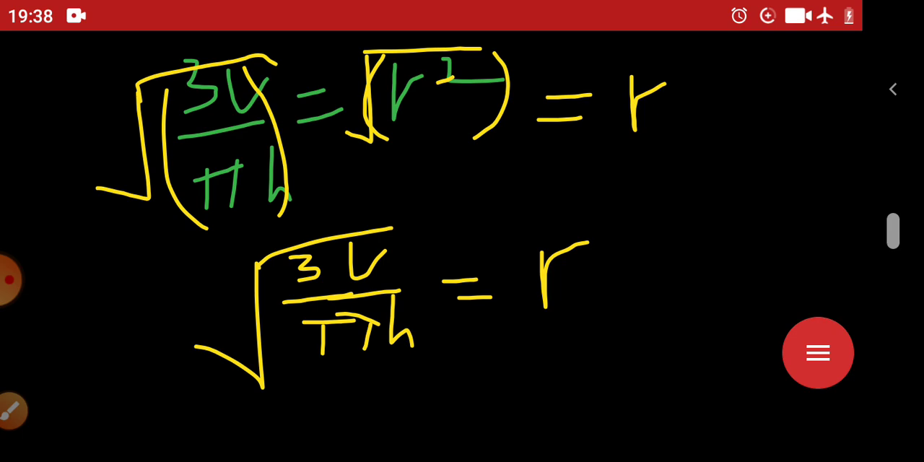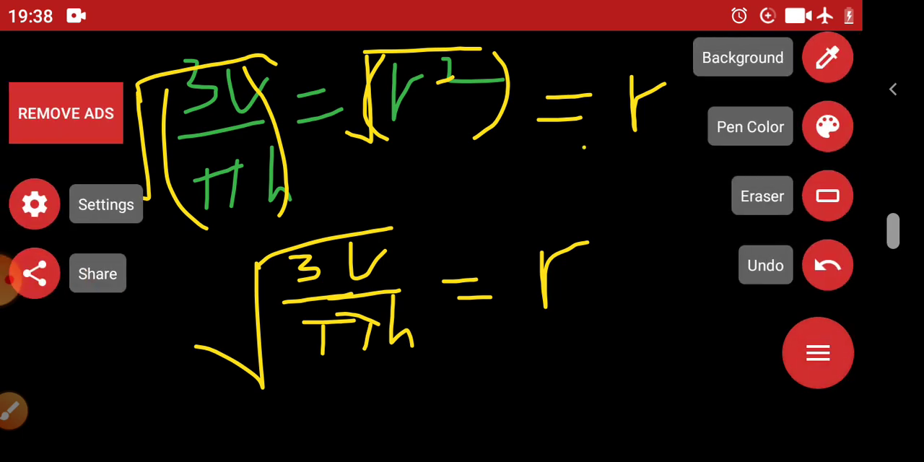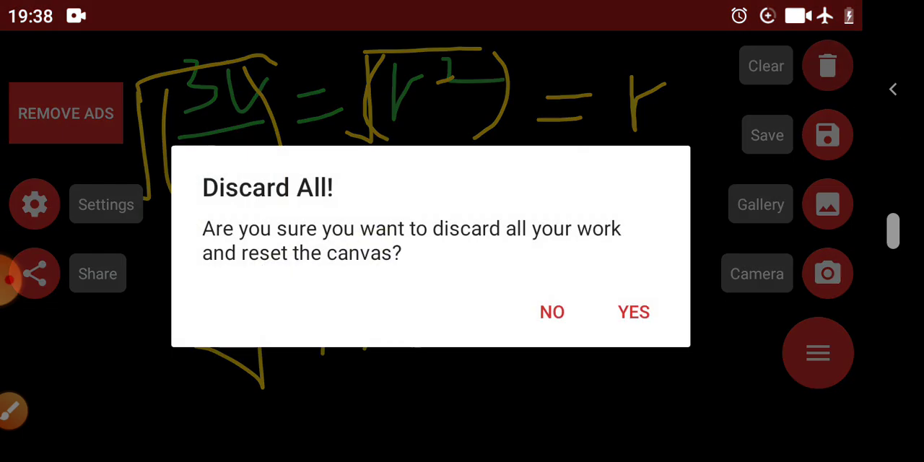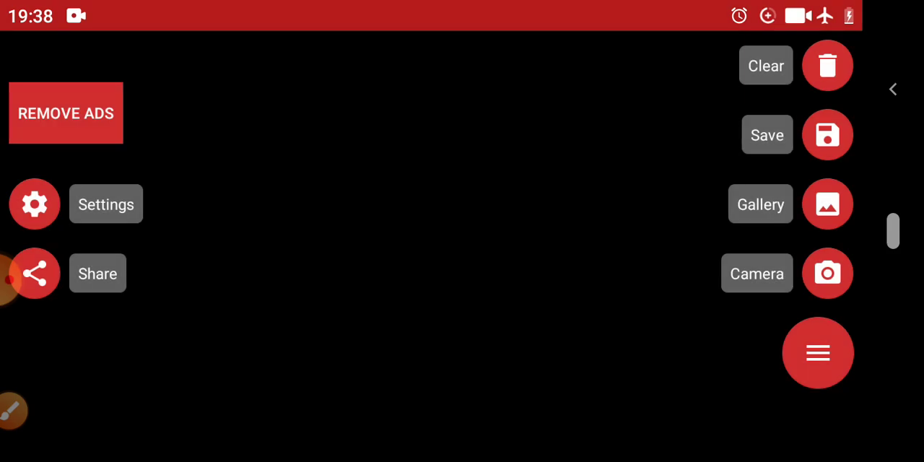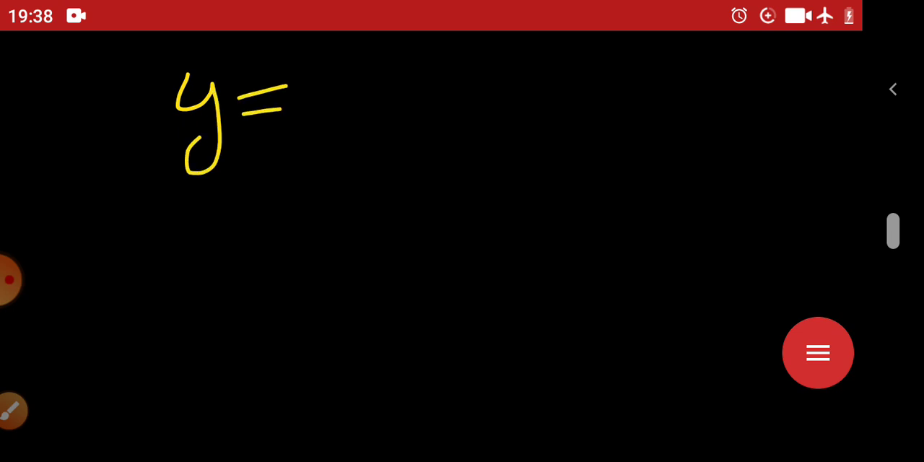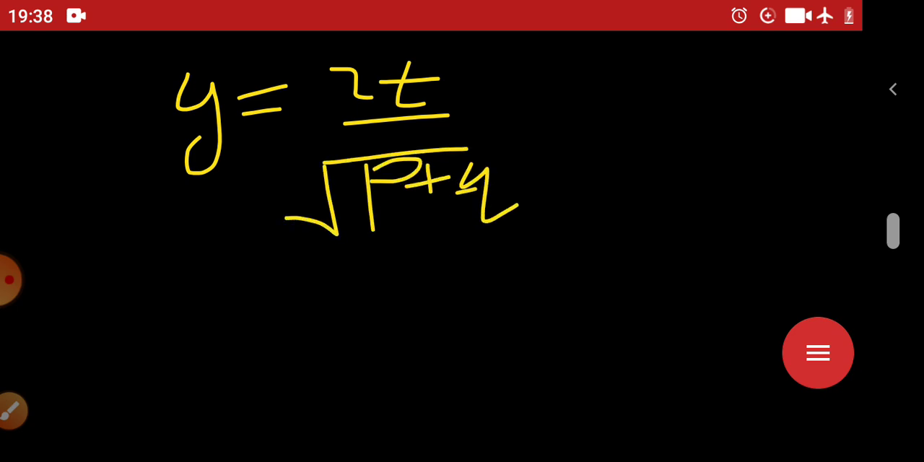So let's go to, okay, maybe C is okay. I think C is okay. Let's go to D. So in D we have G is equal to 2t over the square root of p plus q. So we're required to make p the subject of the formula.